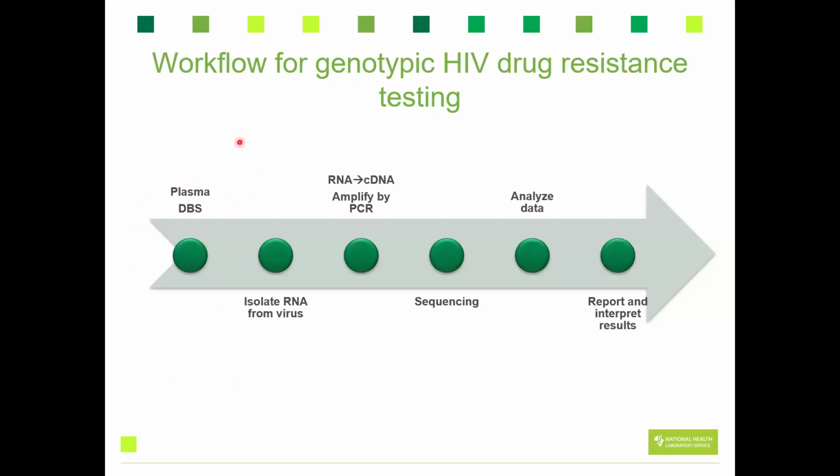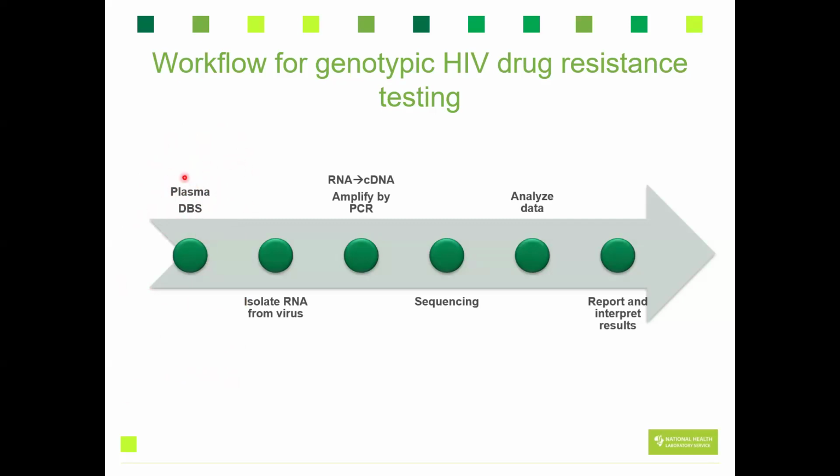So we start from our sample, so preferably plasma, EDTA or PPT. But we can also do it from dried blood spots. So if you do have an infant of a mom that is failing a DTG-based regimen, it might be interesting to actually see if there was any resistance transmitted to the infant. And in those cases, we can use DBS. Also, we do some testing for Malawi and Swaziland, Eswatini. And they send DBSs just because it's easier to transport.